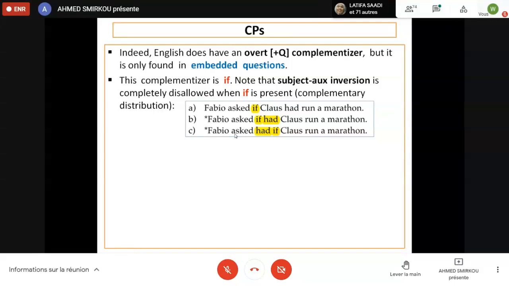This means that "if" is a complementizer because it occurs with subject-aux inversion in complement distribution. Okay, when you have "if", you don't have subject-aux inversion. Can any one of you tell me why we can't use subject-aux inversion here? Why? Think of the tree.